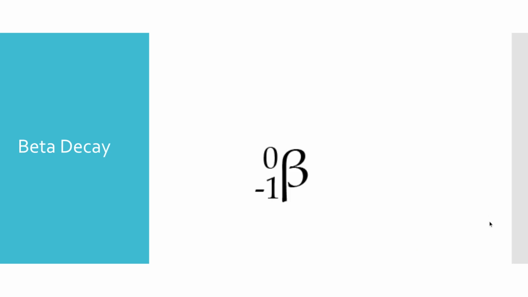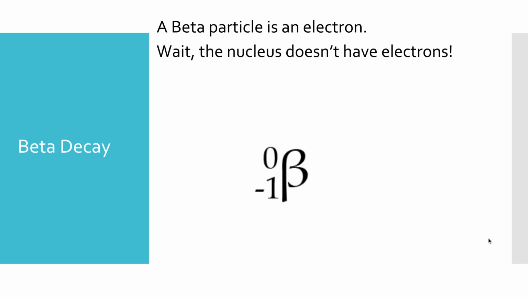Next, beta decay. This is a beta particle, and it's going to look weird if you remember the formatting, because a negative number, what's going on there? Well, let me talk about that. A beta particle is basically an electron. Wait, you say, the nucleus doesn't have electrons, and you'd be right.